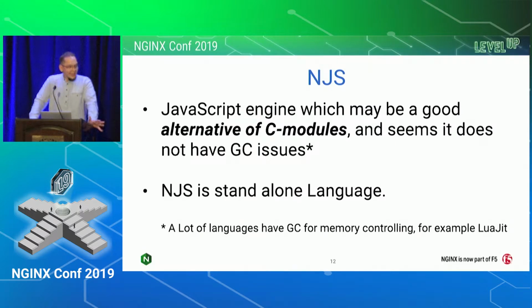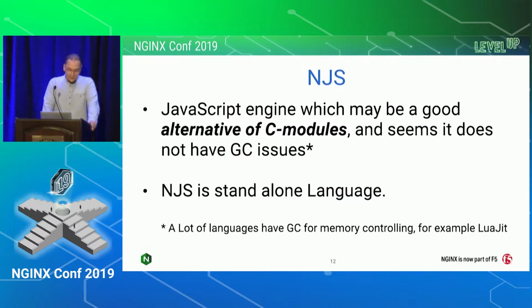And it has a very nice feature. It's sometimes an alternative to a C module. So you don't need to implement a new C module to have some feature. You can just use NJS, but not for all possible cases. And last but not least, a nice feature is that NJS is a standalone library. You can use NJS in any language, in any technology.